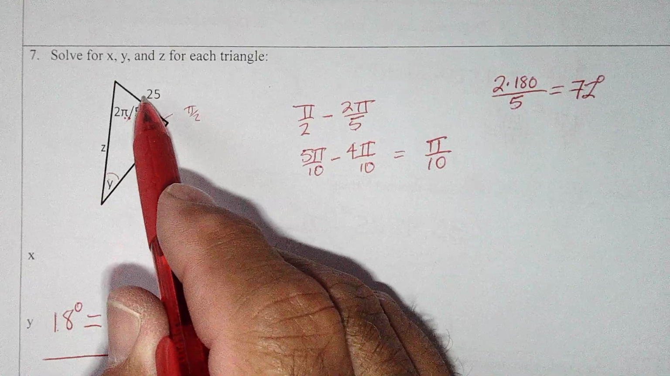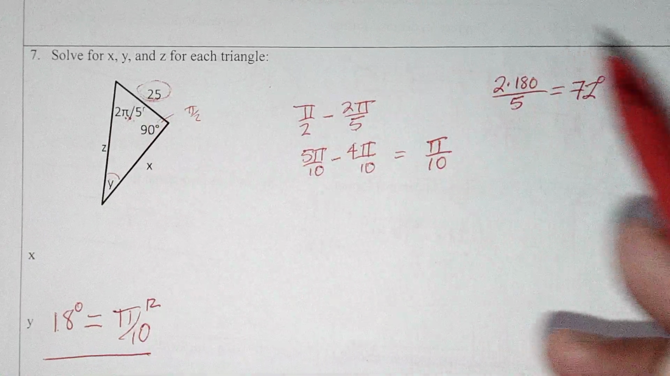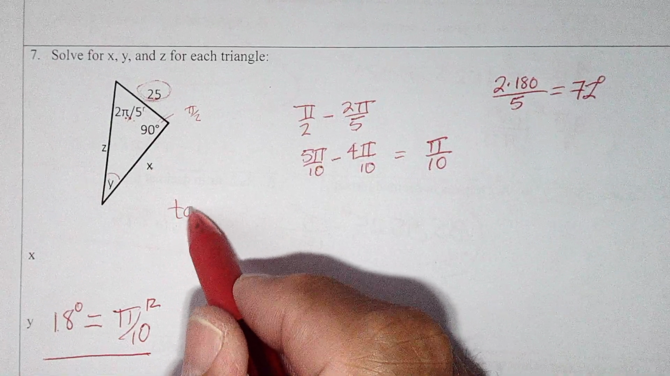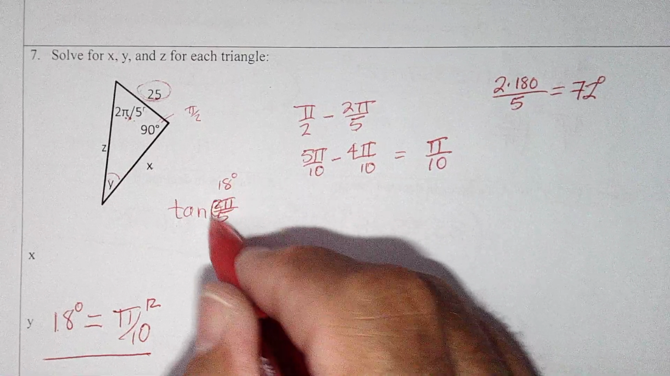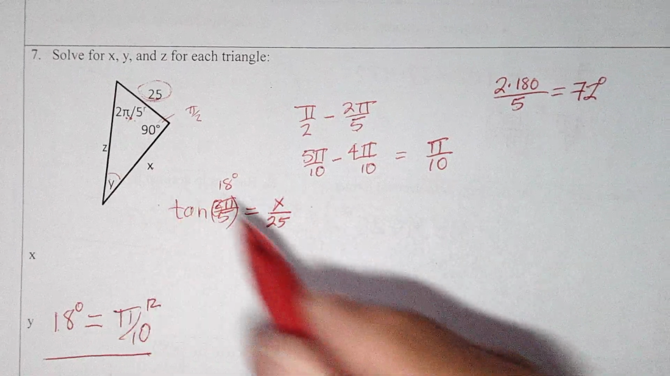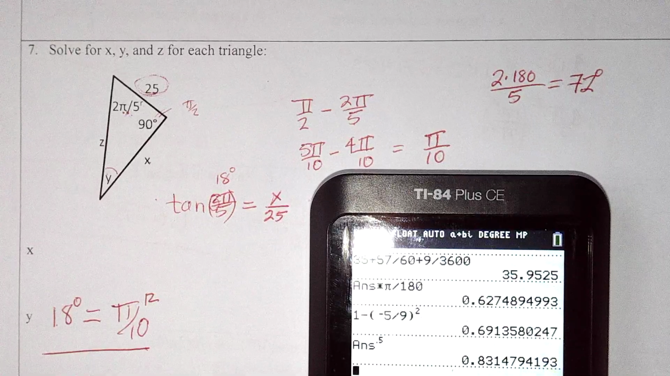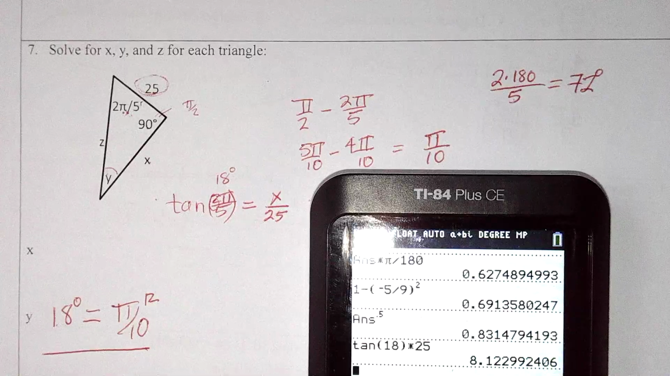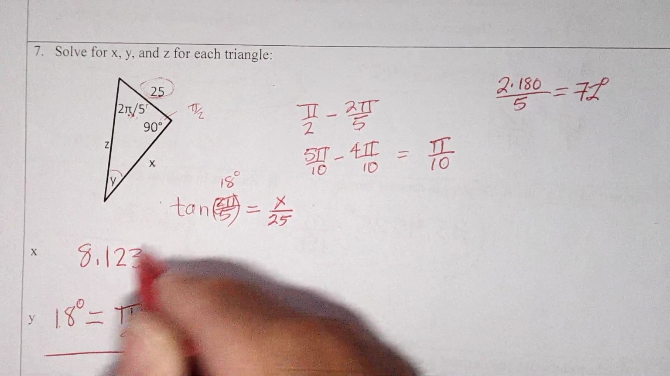Now, the only side we know is this one. So if I stick with this angle, 18 degrees or 2 pi over 5 radians, it's adjacent. And if I want to find x, that's the opposite. So tangent of an angle, and our angle is 2 pi over 5 or 18 degrees, has to equal opposite over adjacent. So if I multiply both sides by 25, and since my calculator's already in degrees, I'm just going to use the degrees. Tangent of 18 times 25, and I get 8.2123 for the length of x.